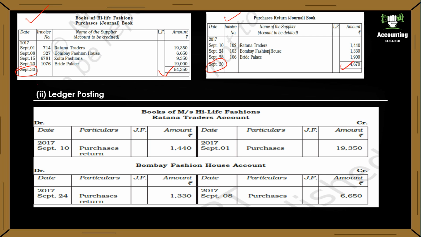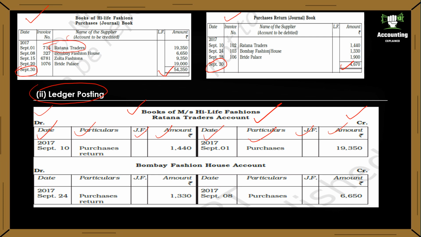Now the second part is to do the ledger posting. In the books of Messrs. High Fashion House, you have to open ledgers one by one. Let us see in the purchases journal book what is the first ledger you have to open. Ratna Traders. So we have opened the Ratna Traders account. You all know the format of the ledger, right? Left side debit, right side credit, and on the DR side, debit side, you will have date, particulars, JF, amount. Similarly, on the CR side, credit side, you have date, particulars, JF, amount.